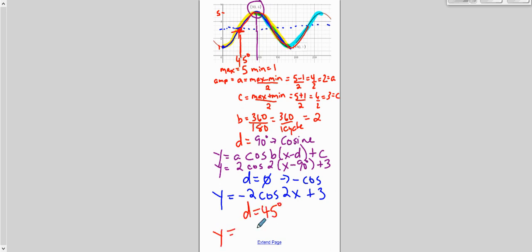And then notice how your amplitude does not change. Your period does not change. Only the phase shift changes depending on the equation that you want to write. So there's 3 different equations for the same graph. Okay, but what if you're not given a graph? What if you're just given information?